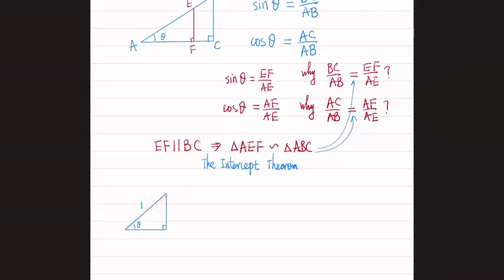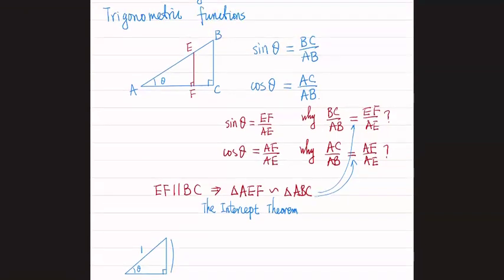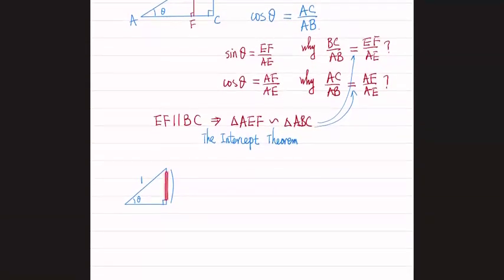Aaron, what's this length? Cosine or sine? How do we decide? Sine, right? Okay, so sine is the ratio of the side facing the angle. So this time, this is the side facing the angle. The length will be sine theta.